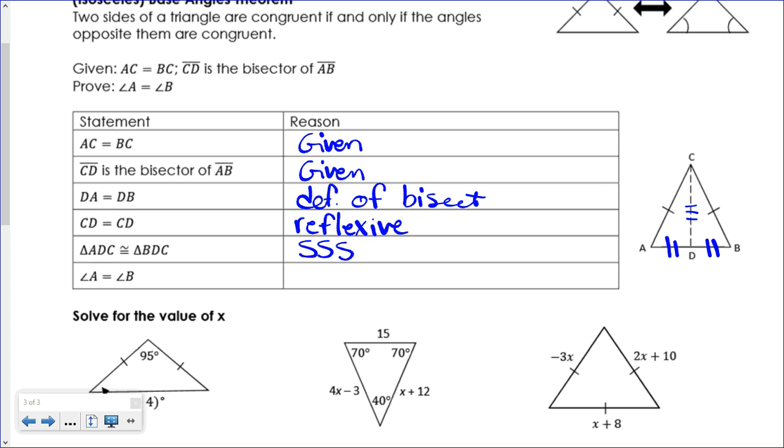Is there an HHH? No, you can abbreviate this. There's no HHH.